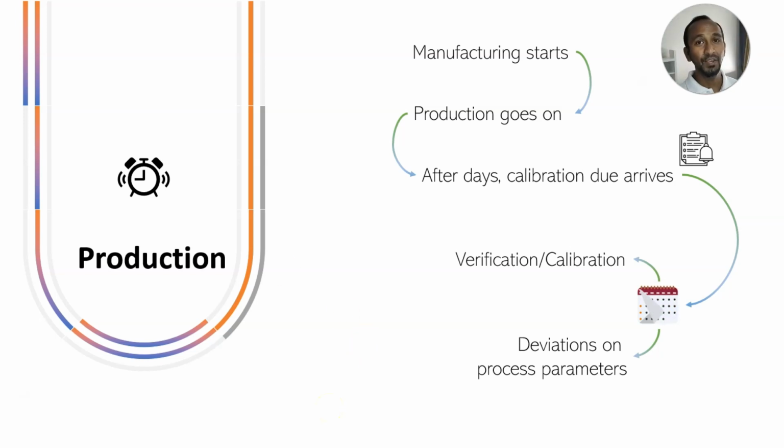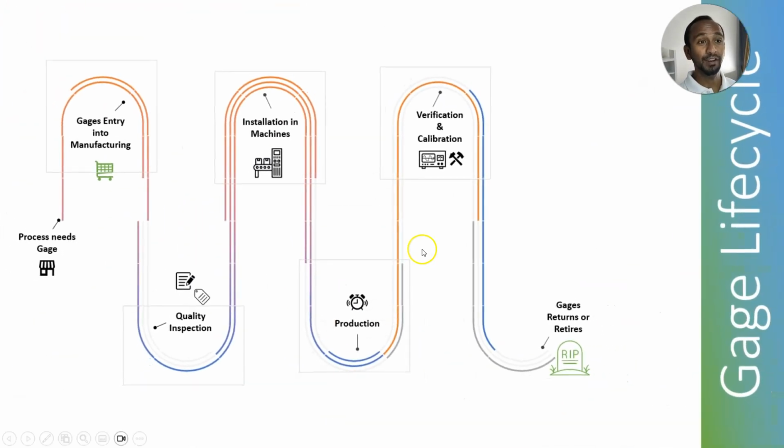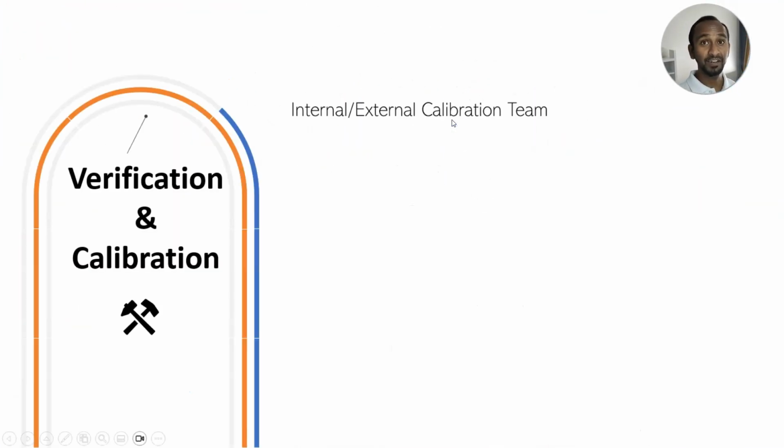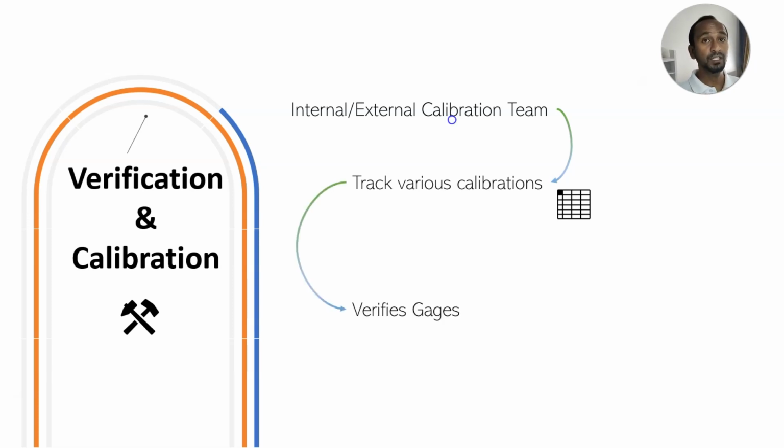After that you take it for the verification or calibration process. Your gauges go to the internal calibration team, or your external team like the vendors who calibrate those specific instruments. They usually have their own trackers to track how the calibration has happened to that specific instrument. They start the verification of the gauges as a first step.